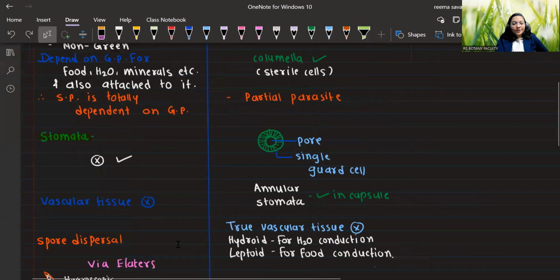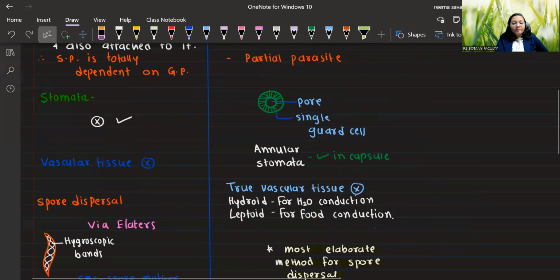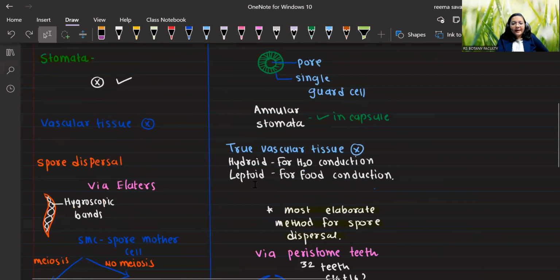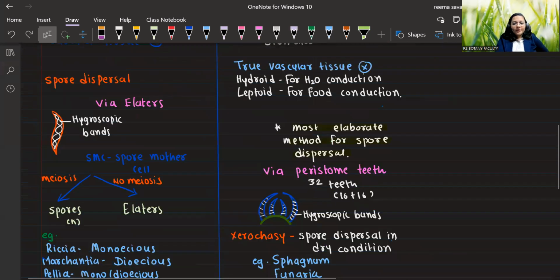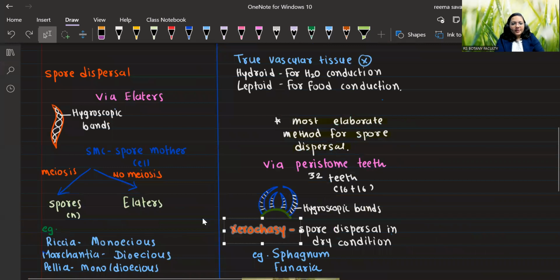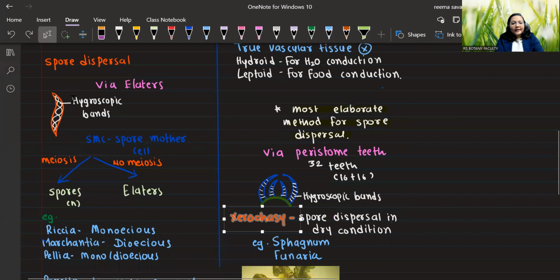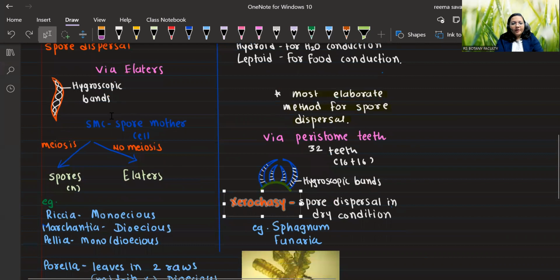Next one, vascular tissue is absent in both, right? But in case of Funaria, some hydroids and leptoids are there for water and food conduction. Spore dispersal methods are different in both cases. In case of liverwort, spores disperse via elaters, and they have a hygroscopic band. These elaters will be developed from spore mother cells, and they will be diploid in structure. So if spore mother cell does meiosis, it will form spores, and without meiosis, it will develop into elaters. So elaters will be diploid.